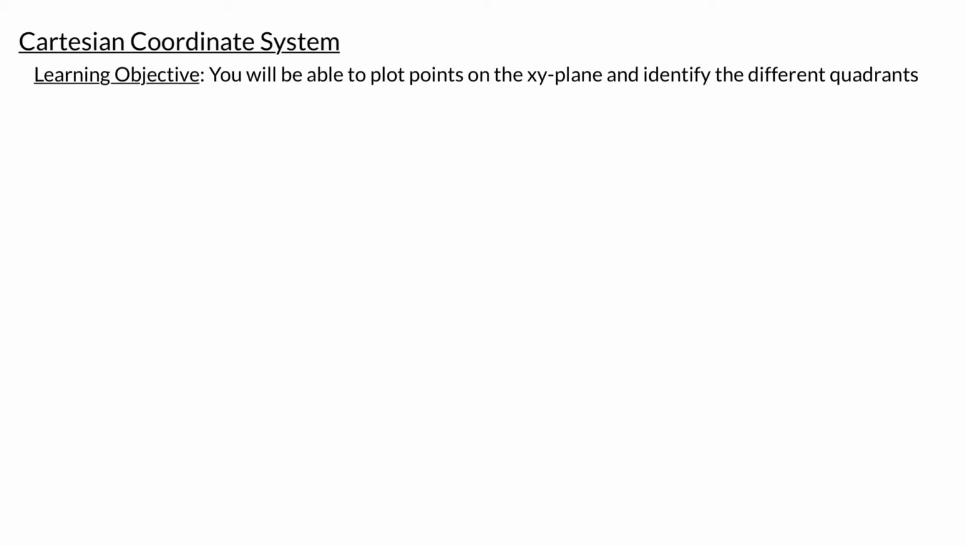In this video, we'll be talking about the Cartesian coordinate system, which is the system we use to identify the position of points in 2 dimensions. By the end of this video, you'll be able to plot points on something called the xy plane and also identify the different quadrants of the xy plane.